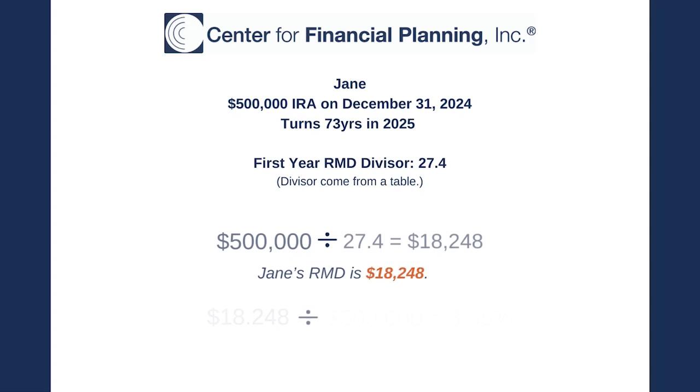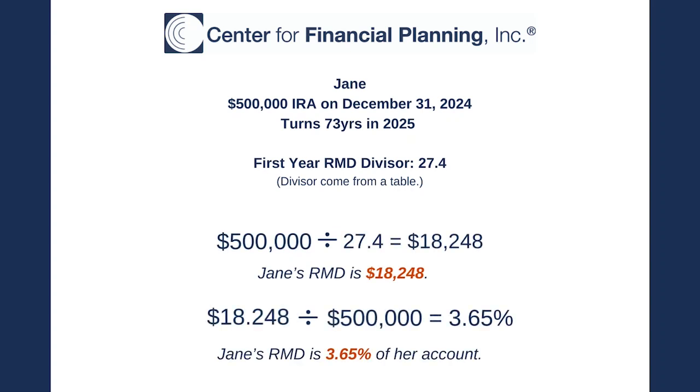So if I'm trying to determine my 2025 RMD, the IRS is going to take a look at whatever my IRA balance was on 12/31/2024 and however old I'm going to be in 2025. All right. So let's use an example. Jane, she has a $500,000 IRA as of the end of December of 2024. Jane turned 73 in 2025. It's her first RMD coming up. That first year RMD divisor, as I mentioned, based on Jane's age 73 is 27.4, okay?